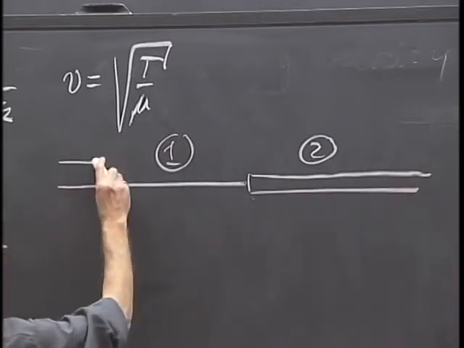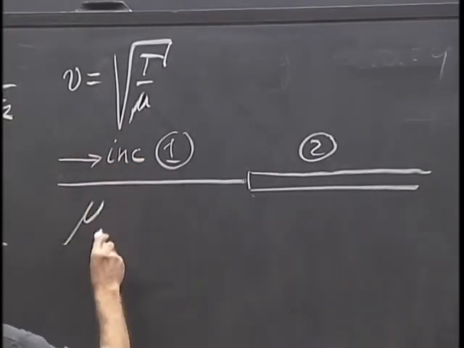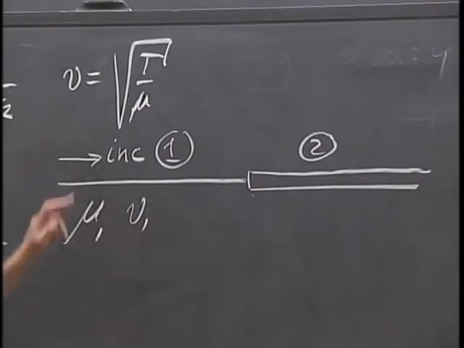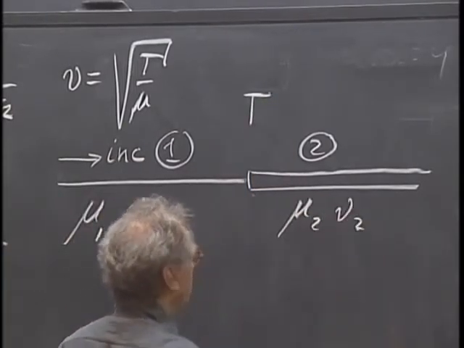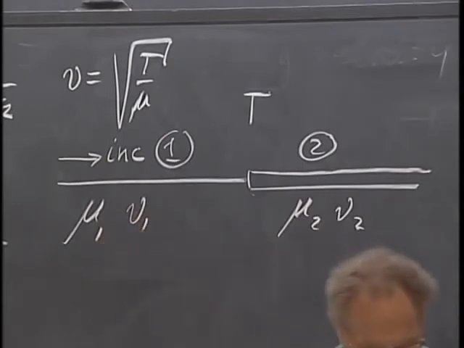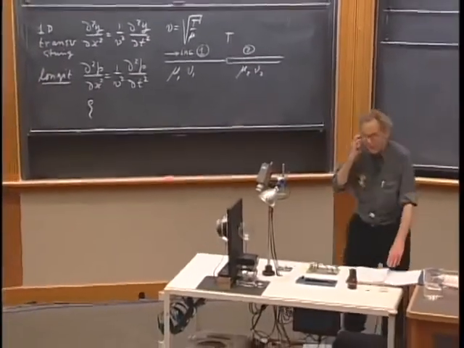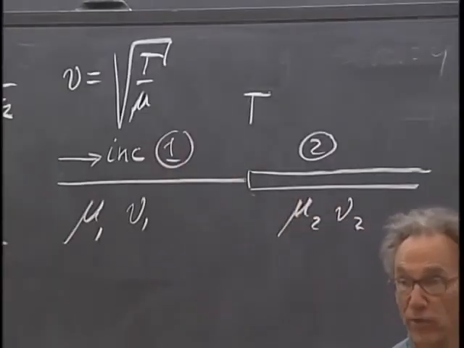So let's assume that we have an incident wave coming in like this, and we have here mu1, and we have here v1, given by this equation. They both have the same tension, T, and here you have mu2, and you have v2. We discussed that. We used the wave equation to solve what happens when an incident harmonic wave comes in. We derived even this speed of propagation using the wave equation. None of this came out of the blue.